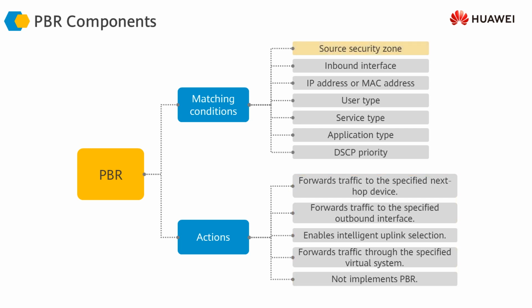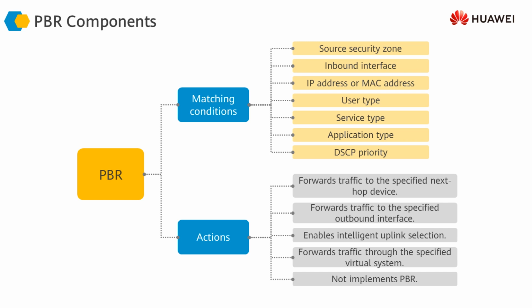These conditions can be security source zone. We can do policy routing based on security source zone or the inbound interface or the IP address or MAC addresses, user type, service type, application type, or DSCP priority. These are the different matching conditions which can be checked against by the firewall, and then the appropriate action can be taken. What are the actions?